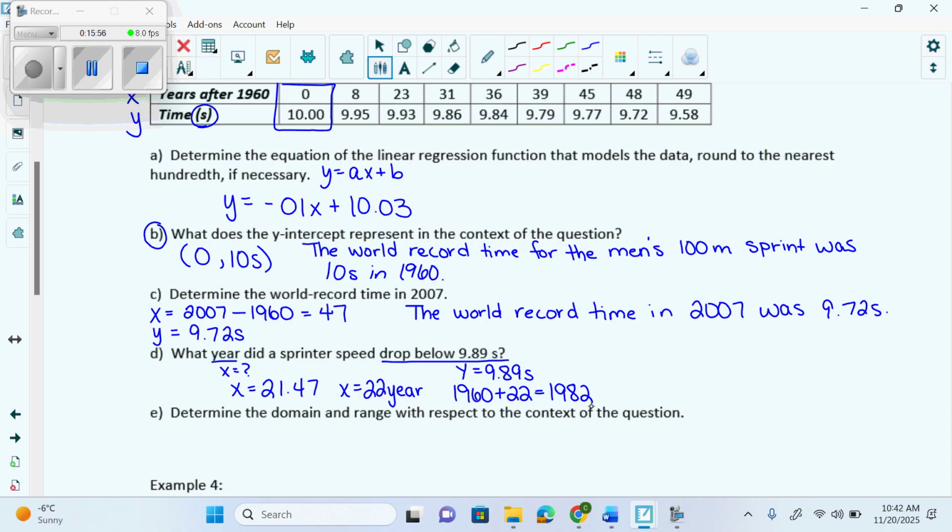All right. So in 1982, sprinter speed dropped below 9.89 seconds. Okay, then I told you domain and range we'll do later.